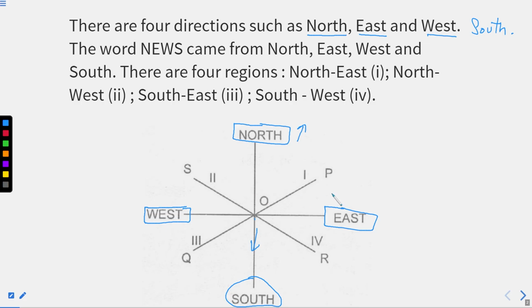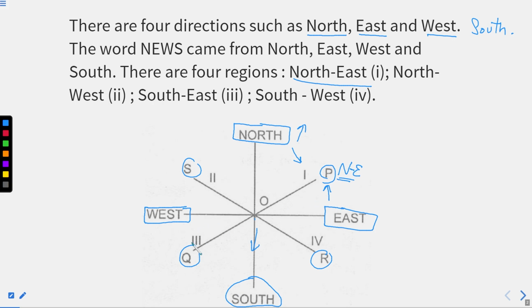Here you can see a few letters, that is P, Q, R and S. These four letters are written. So what are these four letters representing? You can see that they are basically representing a region. Which region? You know that the letter P is in between the north direction and the east direction. So we will call it northeast, or we can mark it as capital N and capital E, that is northeast direction. I hope this part is clear, right?